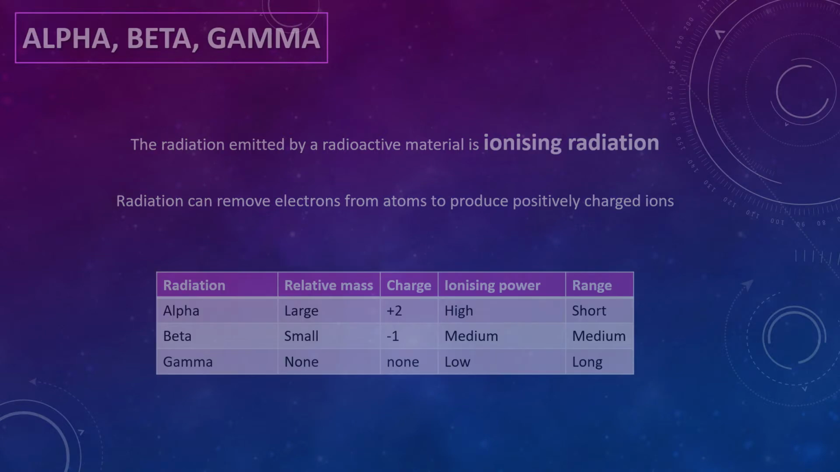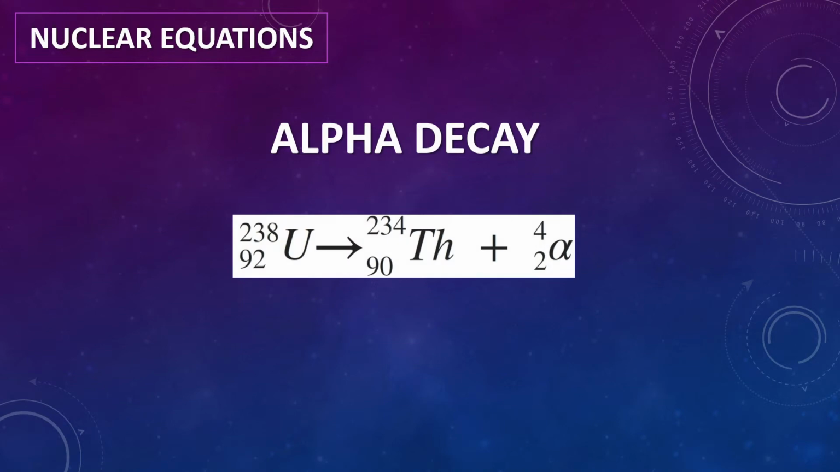So, alpha decay. If there is a very big nucleus containing high numbers of protons and neutrons, it would want to get rid of some of them so it could become stable. So 2 protons and 2 neutrons would join up to form an alpha particle, also known as a helium nucleus, and this would then be emitted from the nucleus of the atom.